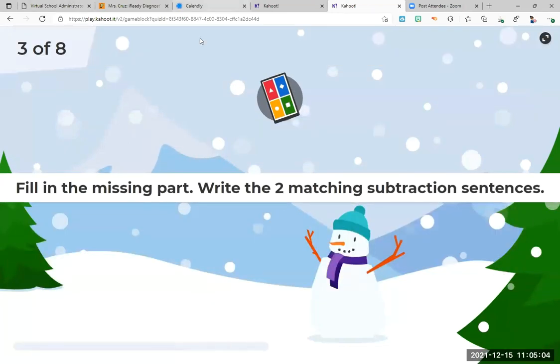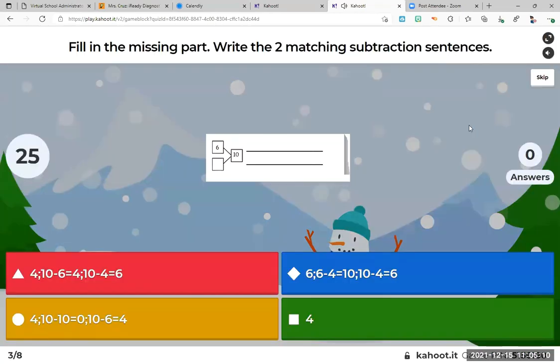Okay, this is easy. Fill in the missing part. Choose 2 subtraction equations that would match the number bond. First, solve the number bond. 6 plus something equals 10. Then go find the equations that would match. They have to be subtraction, though.